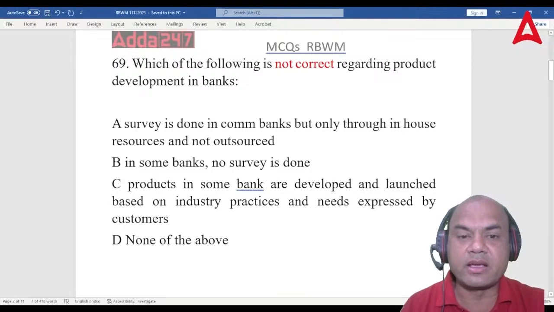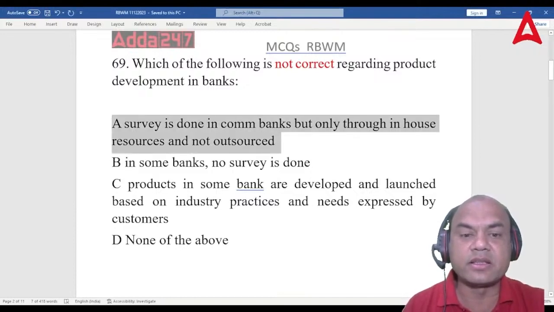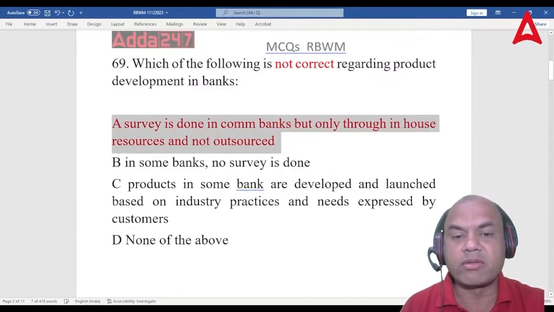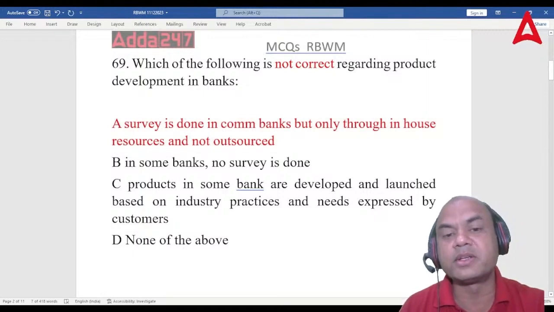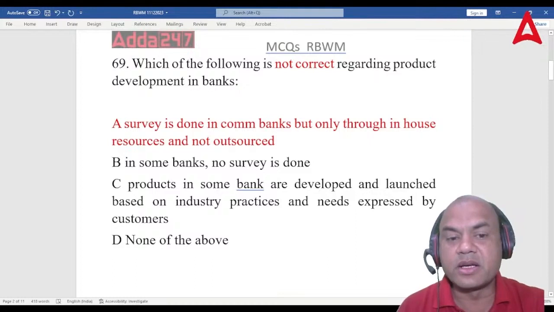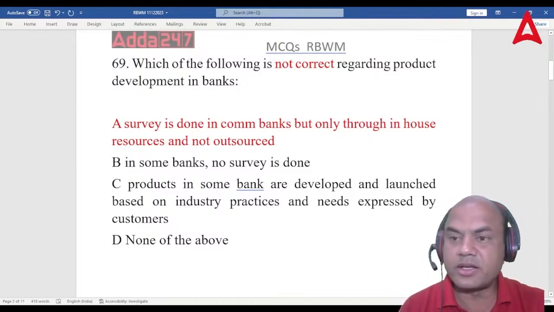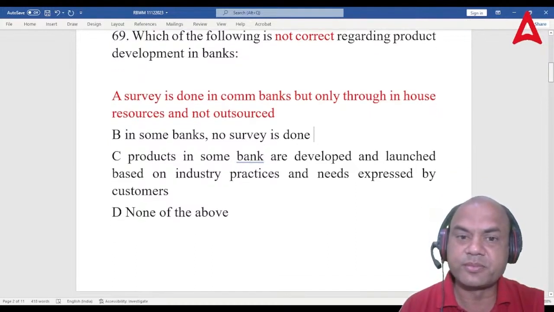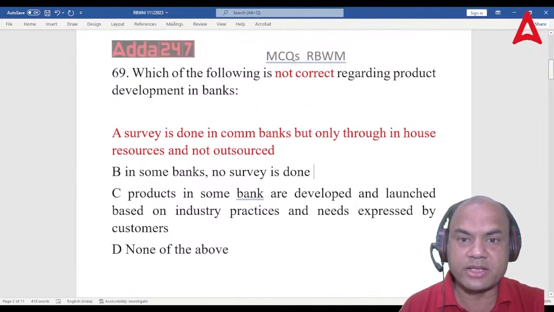The answer is A. Correct answer is A: survey is done, this is not correct. Remember, it is not correct. Why? Because survey in commercial banks is not done in-house. It is outsourced. Okay? It is outsourced. Got it? Clear? Next one.